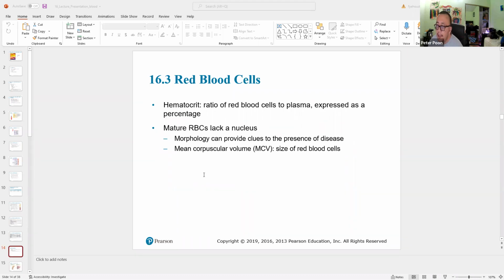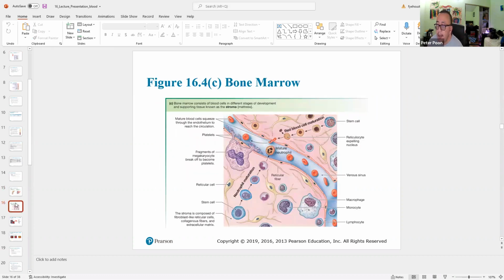And the last term is aplastic anemia, simply not enough red blood cells, not enough production of red blood cells. We'll get to that in a second. Sorry, so clear that up.